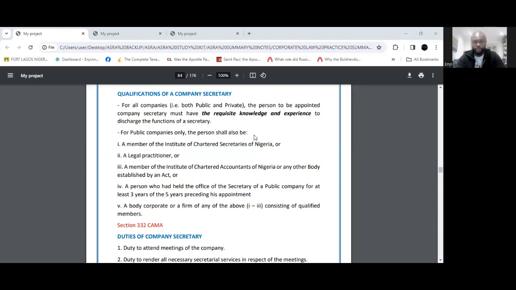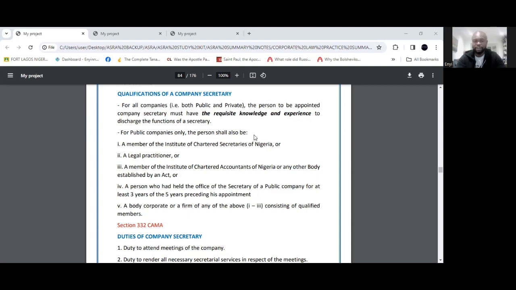So today we're going to be learning about the appointment and removal of a company secretary. Now, of course, the Companies and Allied Matters Act requires that all companies have a person who's appointed as the company secretary. And for private companies, the requirement is that the person should have the requisite knowledge and experience to perform the functions of a secretary, while for public companies, there are certain qualifications required to be a company secretary.